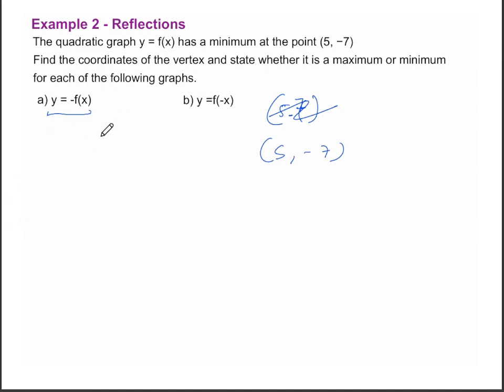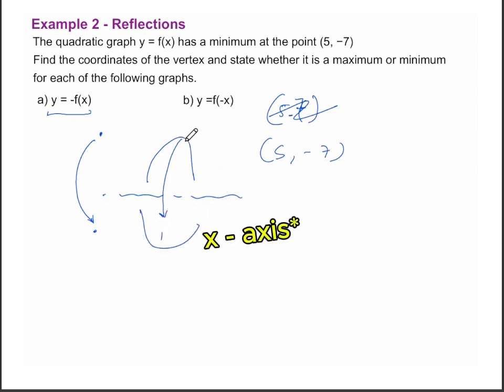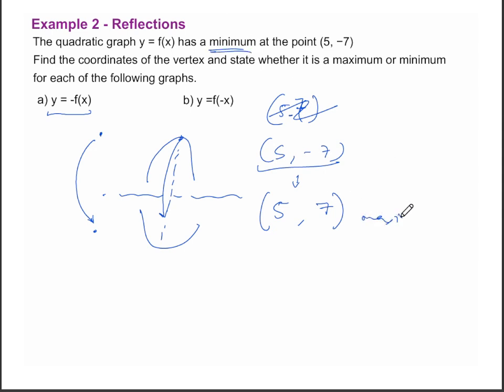What's happening is that your y value is becoming a negative y value, right? And so if you think about it practically, if we had something like this, it would end up becoming something like this. Because if this is the x-axis, what's happening is that this whole thing is coming down. And so remember, our x value stays the same. It's only our y value that changes, meaning our x value stays the same, and the y value changes sign. So (5, 7) now, which will now be a maximum, because the original one was a minimum. So this is going to be a maximum.